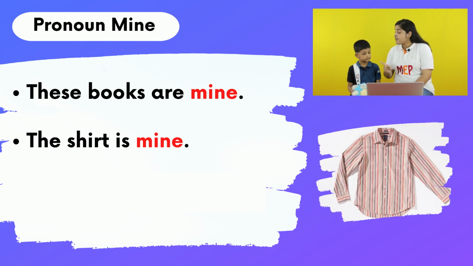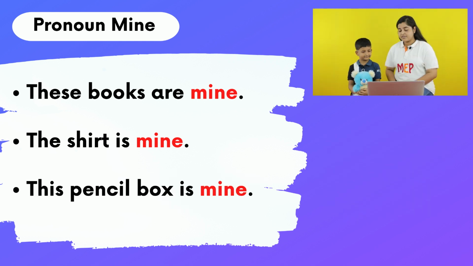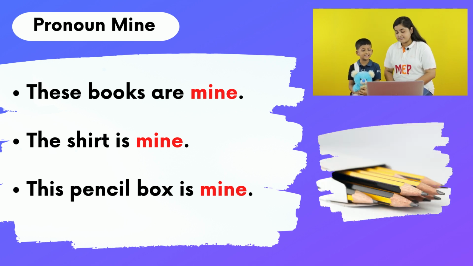So in this sentence, we have used the pronoun mine to show that the shirt belongs to me. So Rudy, read the last example. This pencil box is mine. Correct. So who is the speaker? It's me. And who is the first person? It's me. Correct. And why have we used the pronoun mine? Because it tells us that the pencil box belongs to me. Oh, now I got it. Very nice.